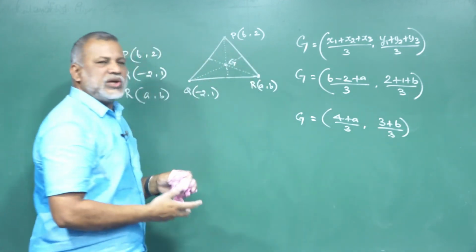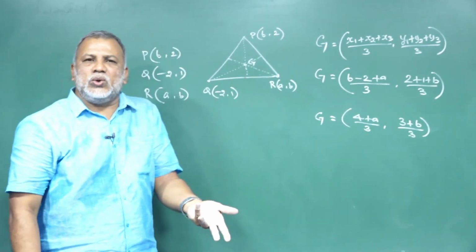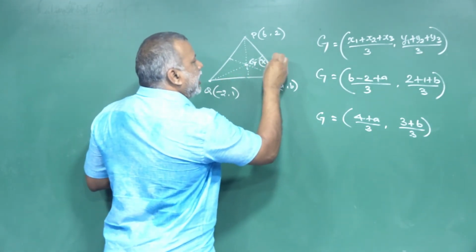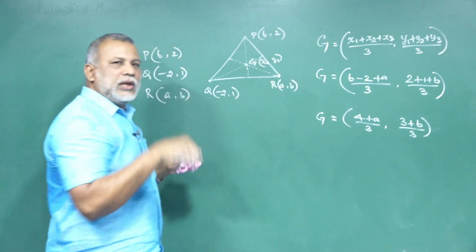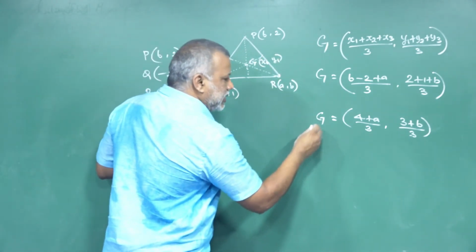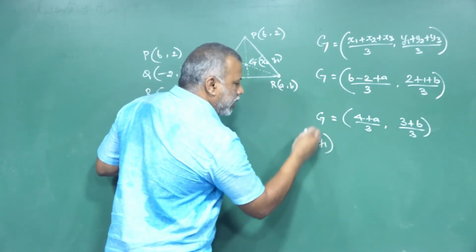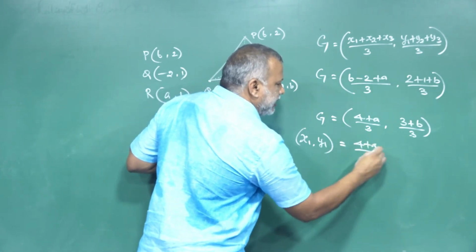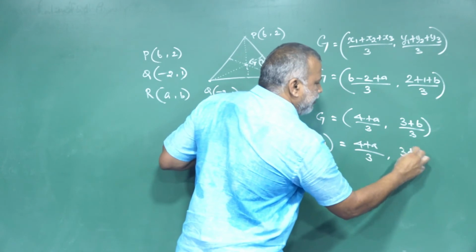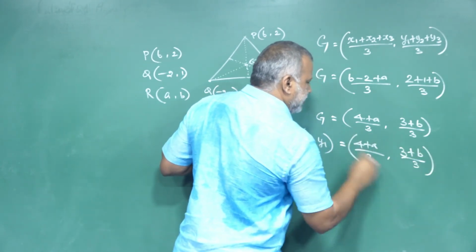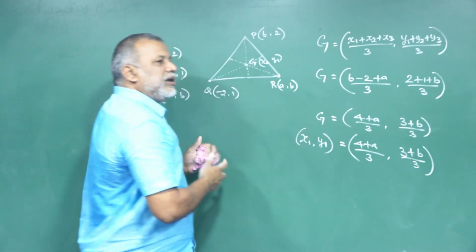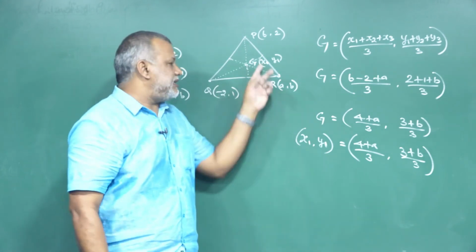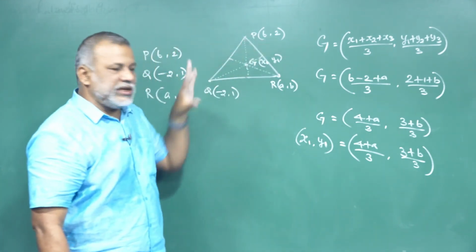So G is the centroid of this triangle. But G is unknown. We have to find the locus of G. Therefore, this G is considered to be x1, y1. Instead of this G, I can use x1, y1. That means x1, y1 is equal to (4 plus a) divided by 3, comma (3 plus b) divided by 3. This is the information, dear students. We want to find locus of the centroid. Therefore, that point is unknown, I can select x1, y1.